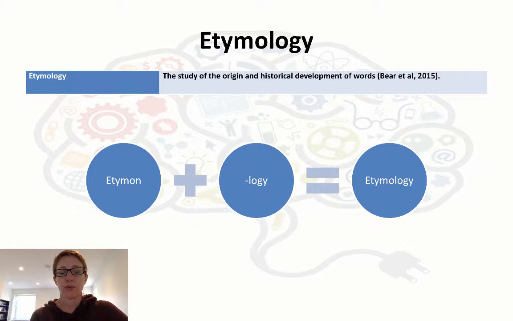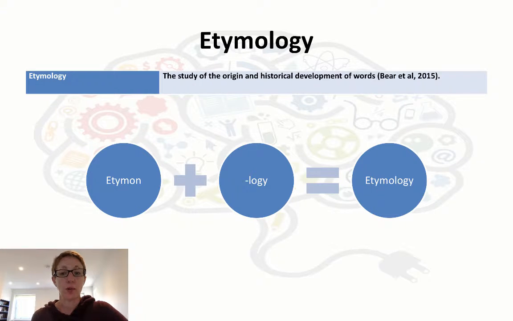So a term that we should be familiar with is etymology, which is the study of the origin and historical development of words. Etymon comes from a Greek root, which means true sense or original meaning, and logi comes from the study of or the speaking of. So this word together means that we are studying the true sense or original meaning, and in this case of words. So it's developed over time to mean that.